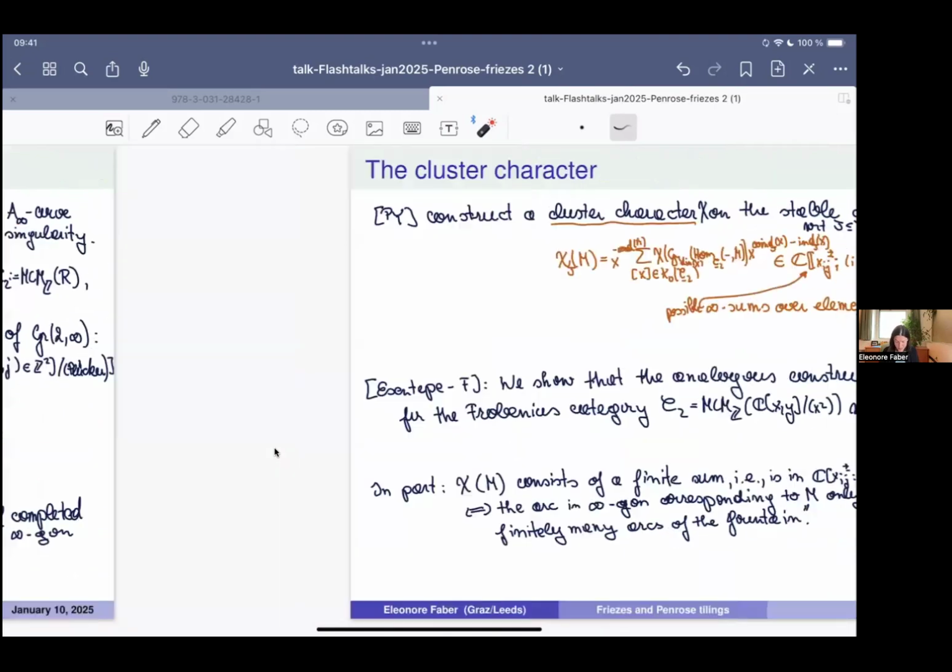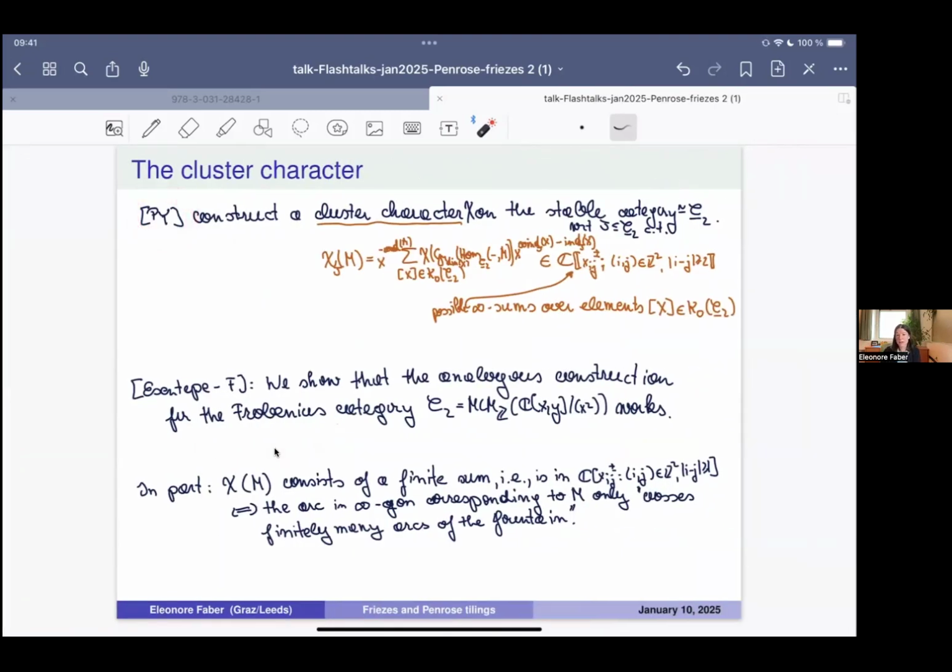One thing that Paquette and Yıldırım did was construct a cluster character on their category, which is a triangulated category equivalent to the stable category of R-S-E-2. Here I wrote down the formula for the cluster character. I'm not explaining all of this, but what is important is that the sum goes over all classes in the Grothendieck group of this C2. This is very big, it is actually the integers, so this sum might be infinite. We get a power series, but each term is still finite, so you get a well-defined power series.